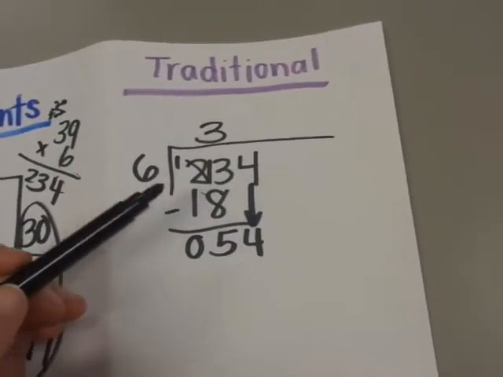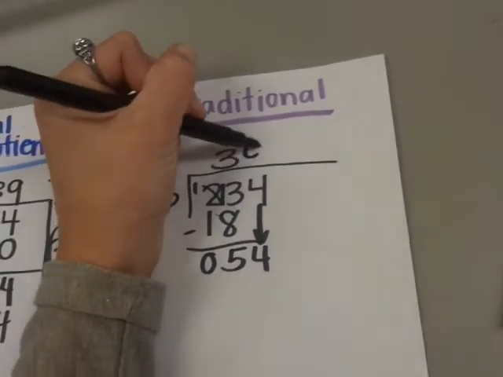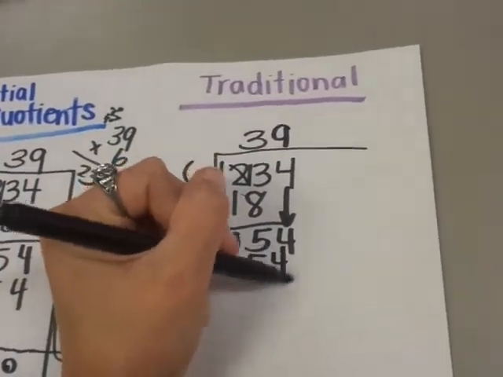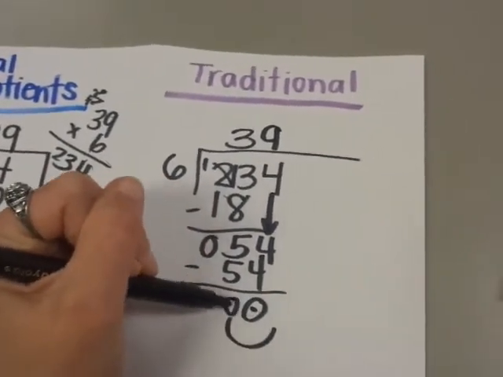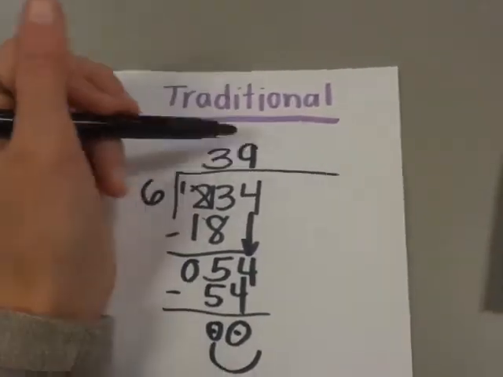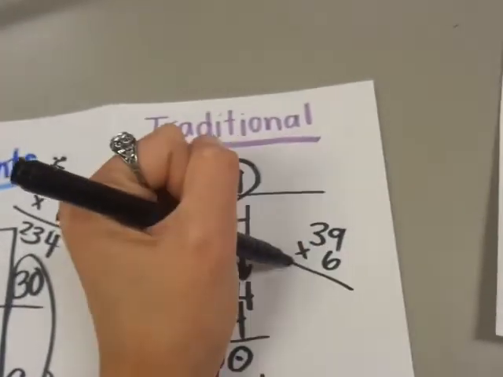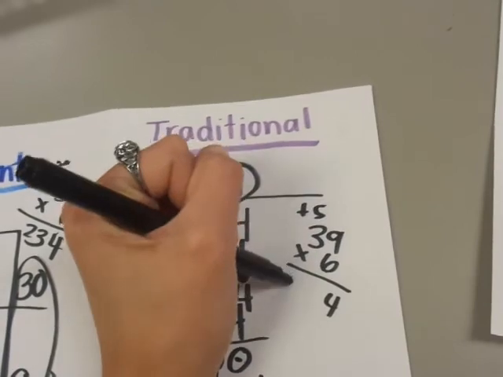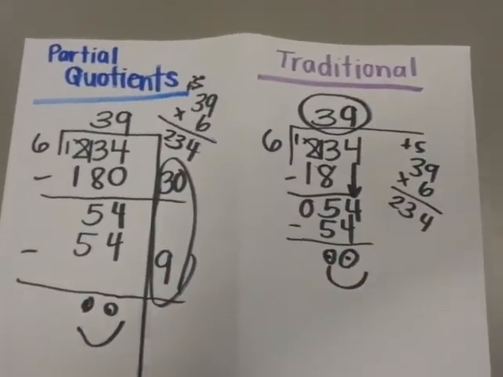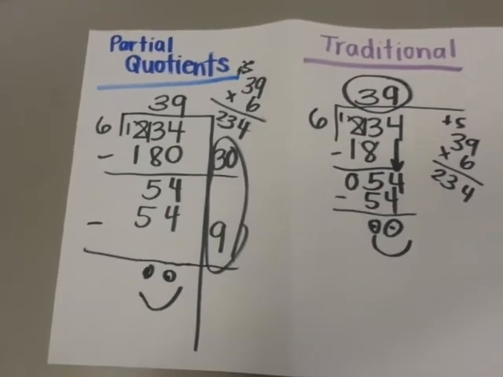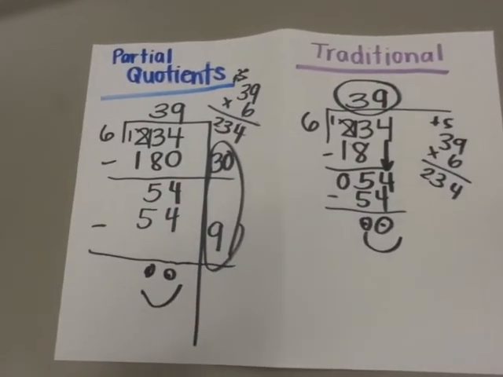So then we continue on. How many times can 6 go into 54? That's 9. We subtract that out and get 0. And we're happy there too, right? Yes. And then we find our quotient of 39, which we can check again to be 234. Okay? Both methods work. It's just a new strategy that they're learning, and I hope I was able to explain why they're learning it that way.